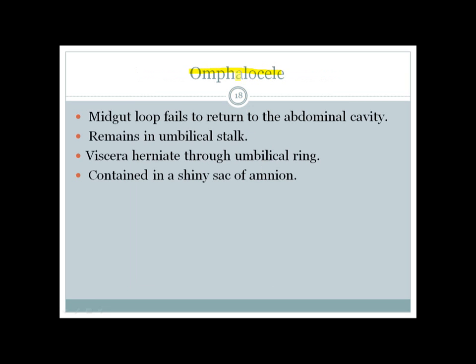Omphalocele is another congenital anomaly which occurs due to a derangement of the development of the abdominal structure, where the midgut loops fail to return to the abdominal cavity. As you can remember, at about 6 to 10 weeks, parts of the midgut are situated outside the abdomen, and then they come back to the abdomen. So if there is any problem of returning, there will be something called omphalocele. But this omphalocele remains in the umbilical stalk, and it will be covered by a shiny sac of amnion. Very important to remember.